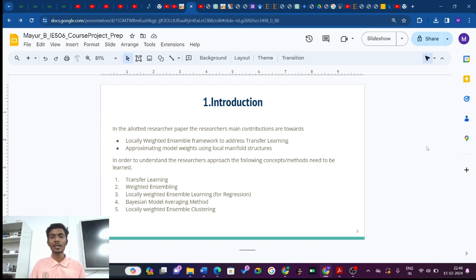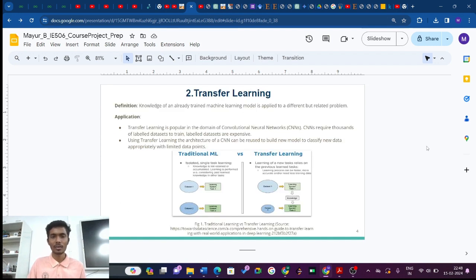So in order to understand the researchers' approach, I need to make myself familiar with the topics that I have listed here, which are transfer learning, weighted ensembling, locally weighted ensemble learning, Bayesian model averaging method, and locally weighted ensemble clustering. So starting with transfer learning.